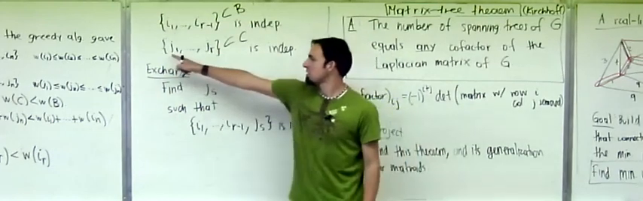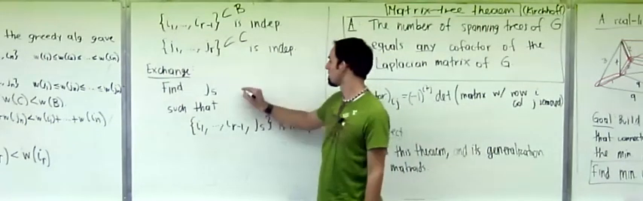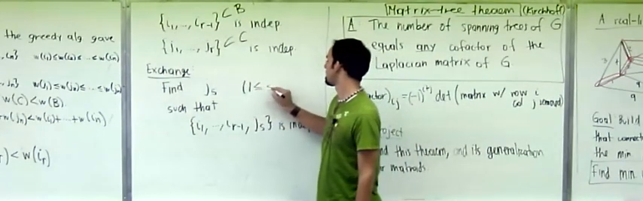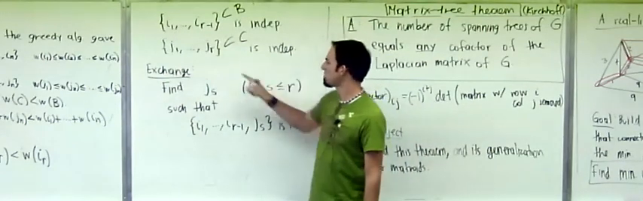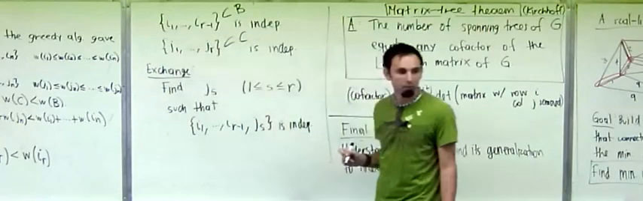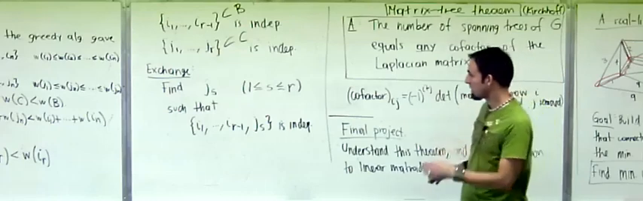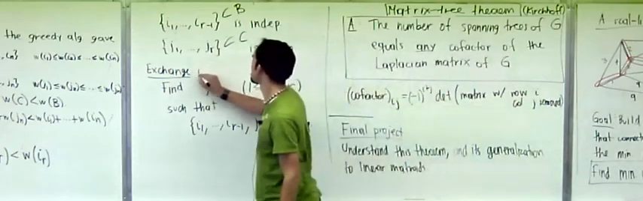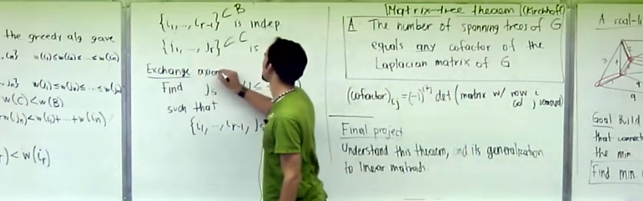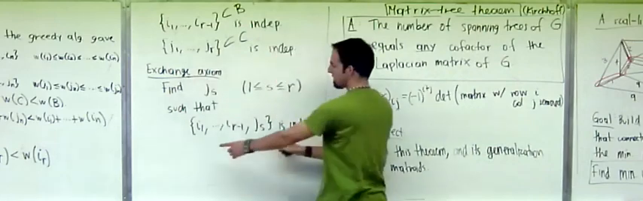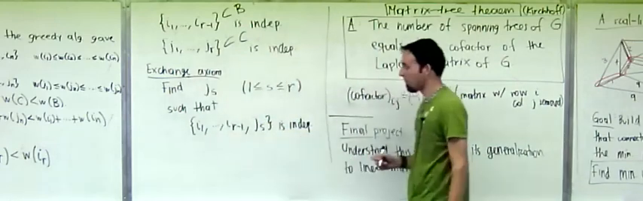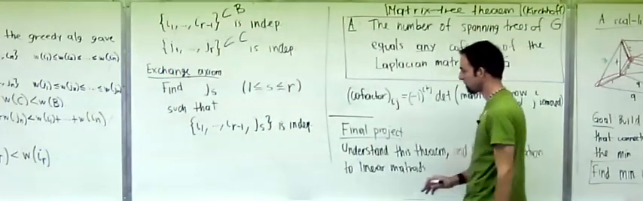This J sub S is in this list. So S is one of these labels from 1 to R. Okay. So by the exchange axiom, I found this independent set.